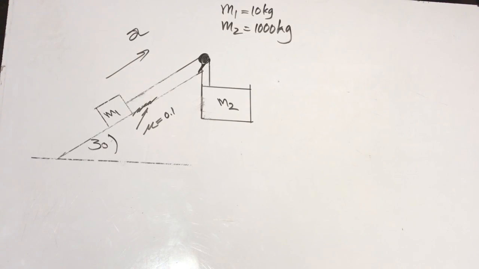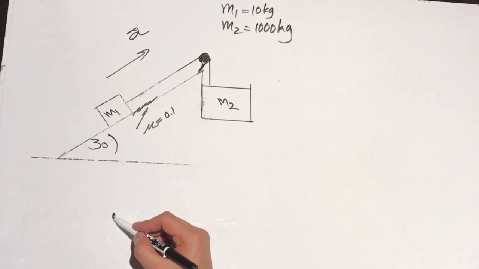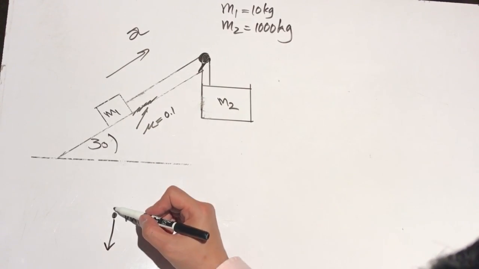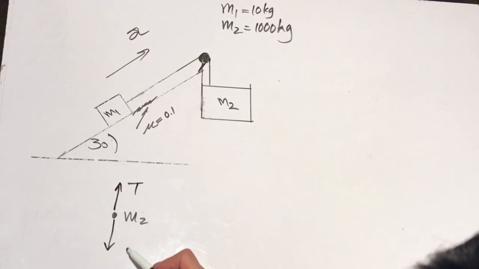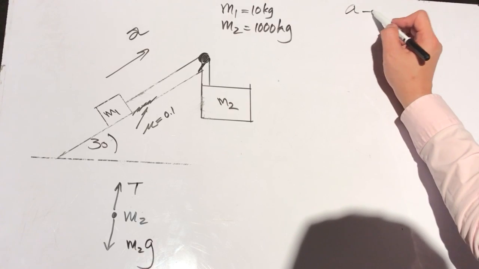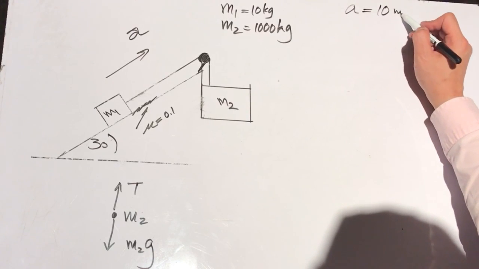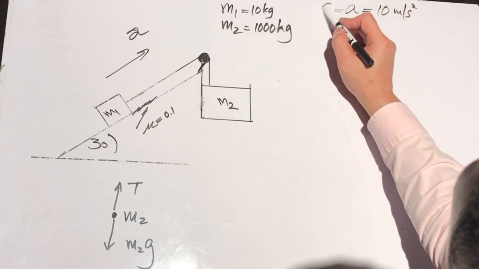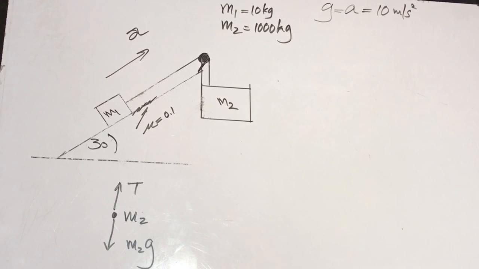So I'm just going to go ahead and show you the free body diagram of each one of them, okay? So basically we're going to do it over here for the mass M2. There are two different forces. One is tension, the other one is M2G to be more precise. We're going to use g equal to 10 meters per second squared as the acceleration due to gravity for this one.